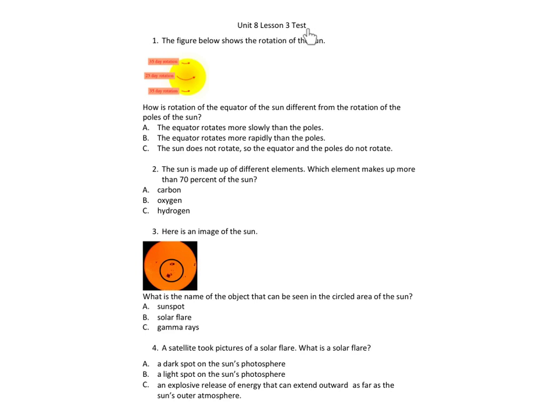Unit 8, Lesson 3 test. Number 1. The figure below shows the rotation of the Sun. How is the rotation of the equator of the Sun different from the rotation of the poles at the Sun?